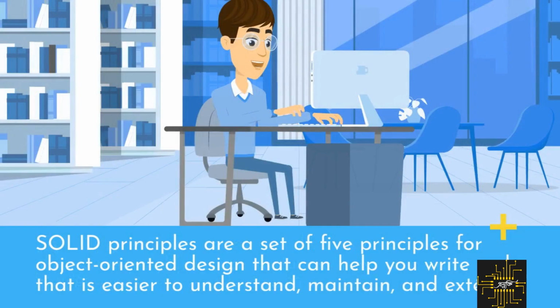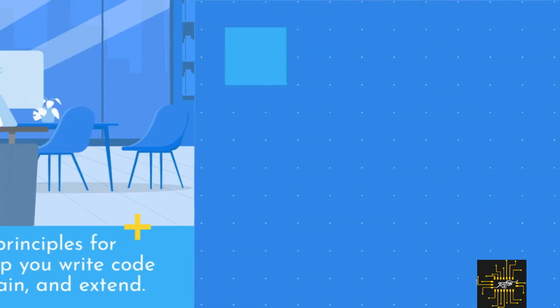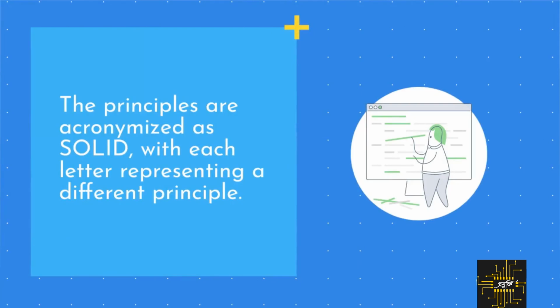SOLID principles are a set of 5 principles for object-oriented design that can help you write code that is easier to understand, maintain, and extend. The principles are acronymized as SOLID, with each letter representing a different principle.